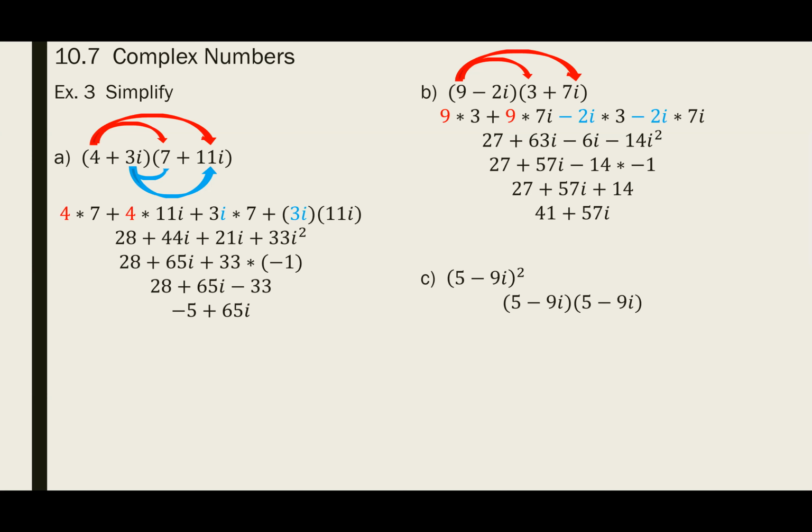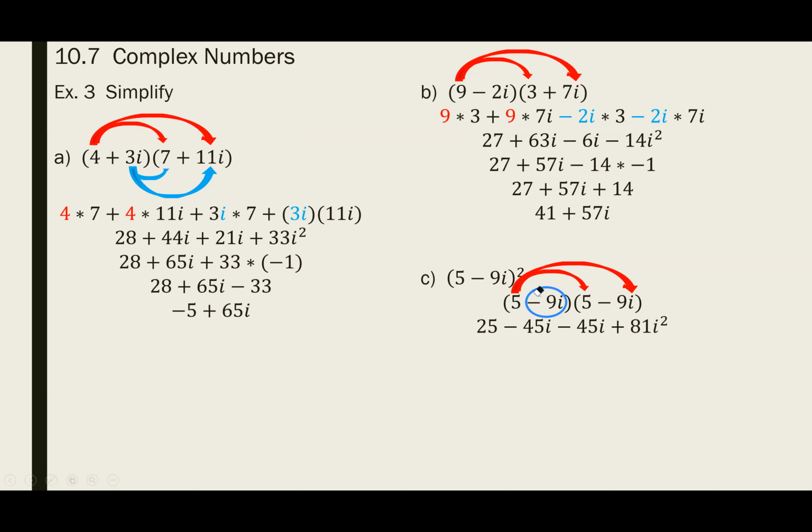And if you break it down like this, the only thing we need to do is distribute the 5 in, and then distribute the -9i in, right? We take the first item and multiply it to the second item. In this case, 5 times 5 is 25. 5 times -9i gives you -45i, and then -9i times 5 gives me -45i, and a negative times a negative will give me a positive 81.